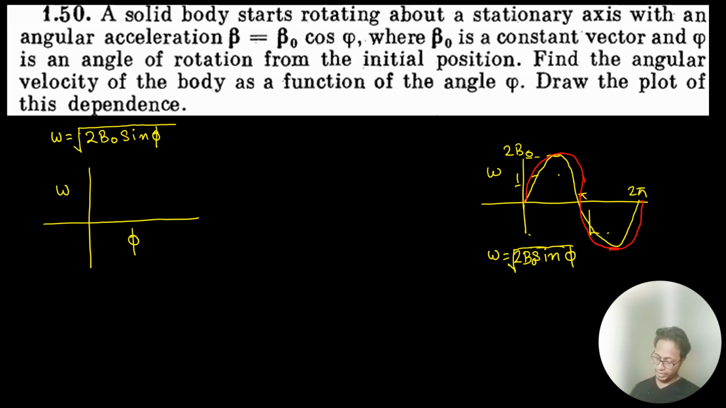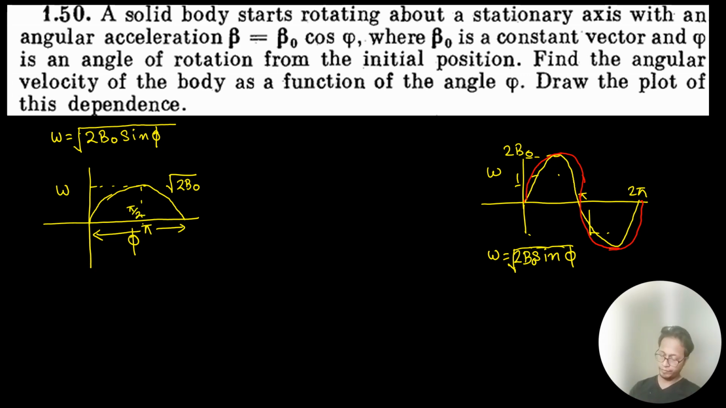Okay, so our main graph will look somewhat like a value of sine phi till pi. Understood? But the maximum peak value would be under root of 2 b naught when the value of phi is equal to pi by 2. Okay, when the value of phi is equal to pi by 2.